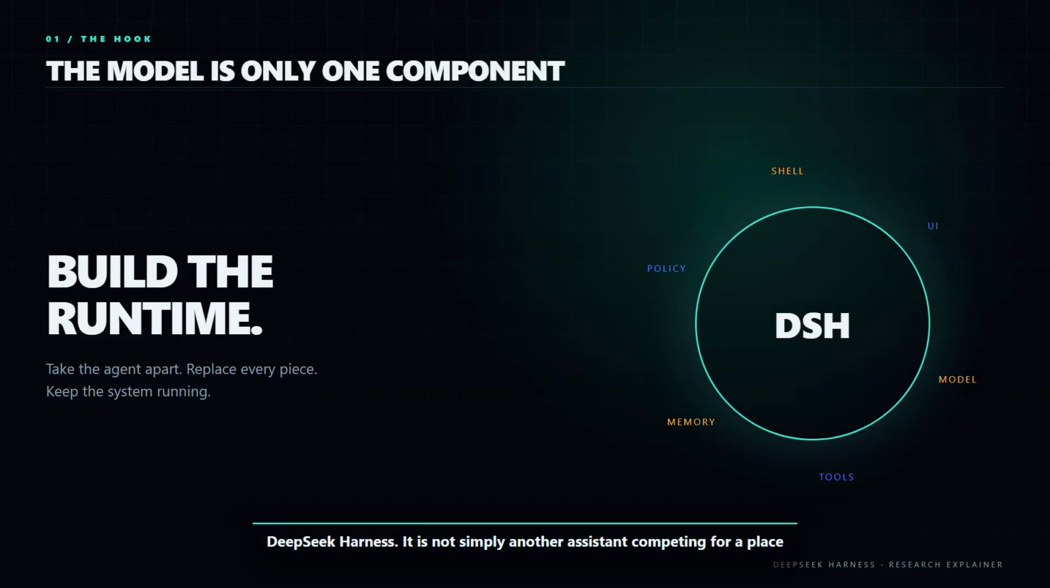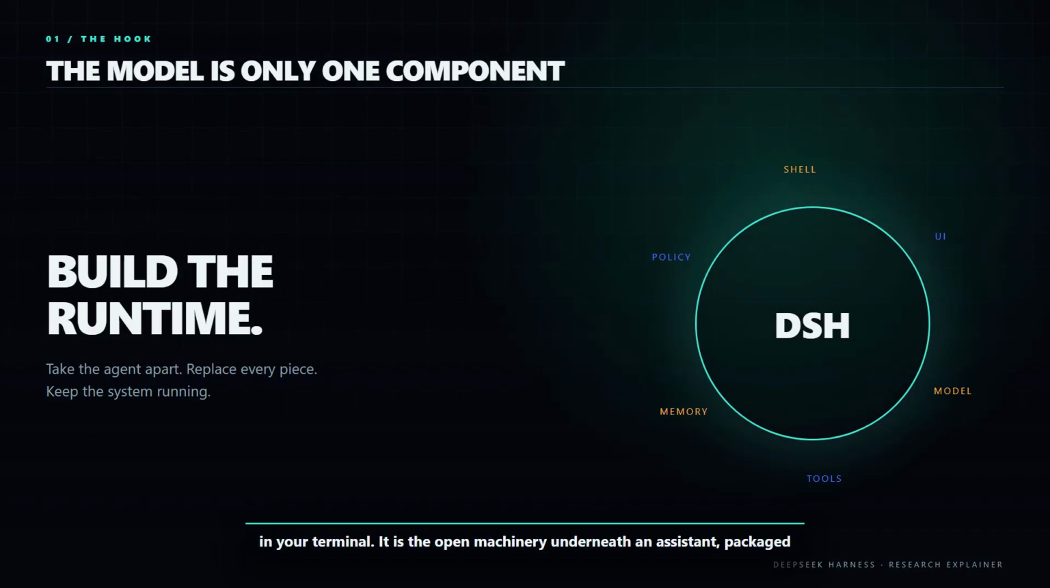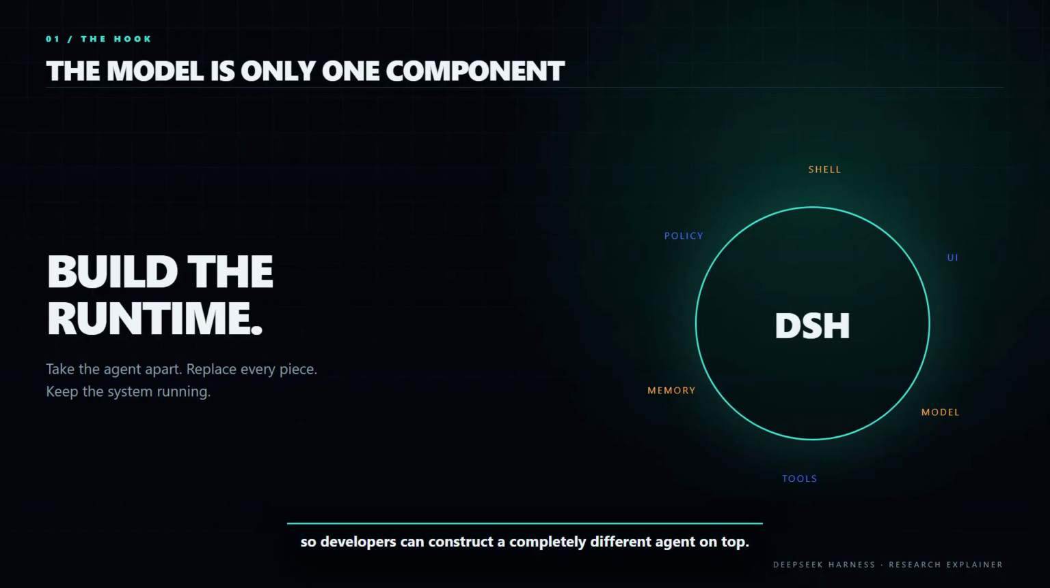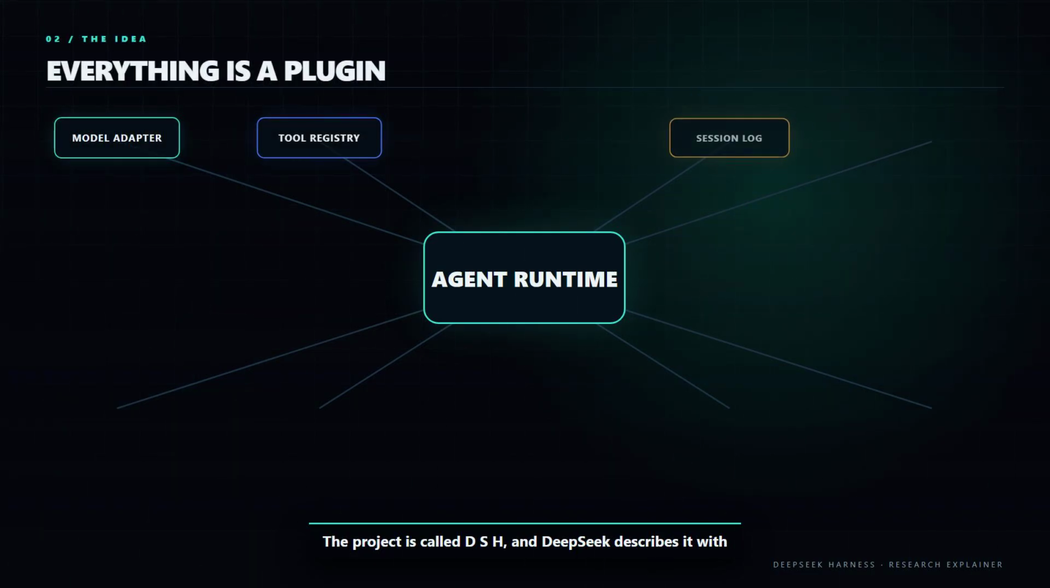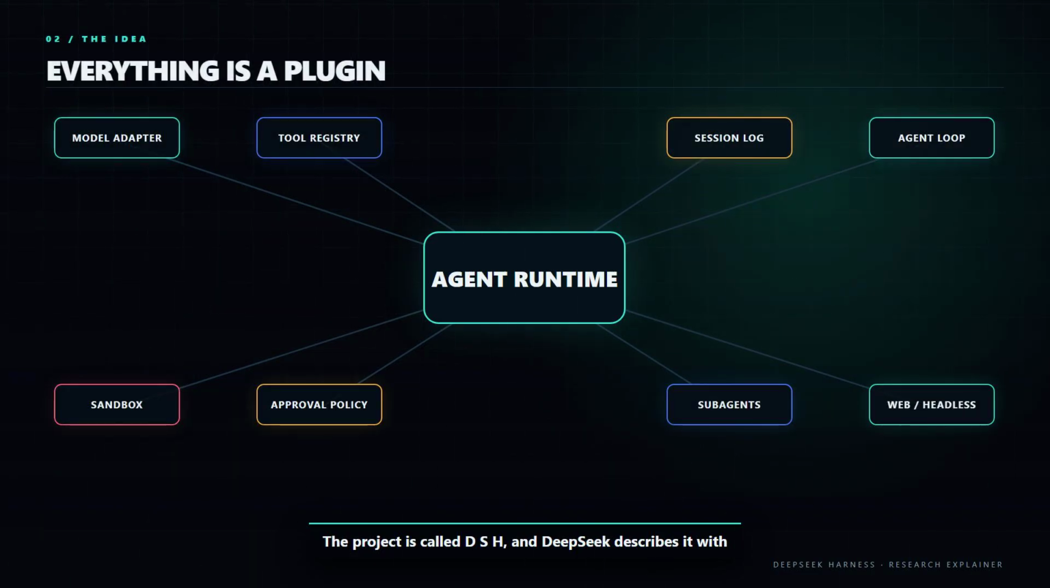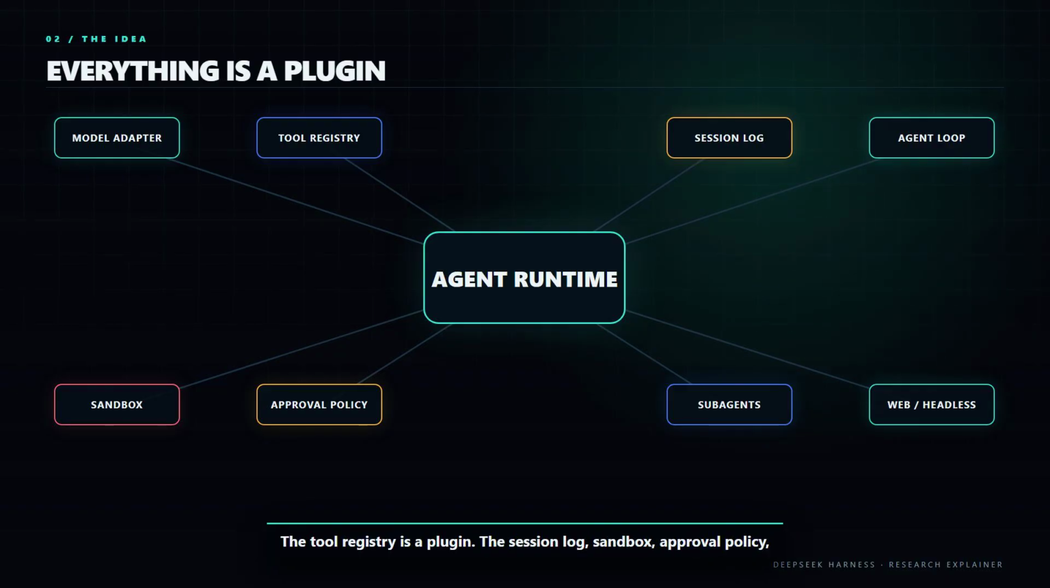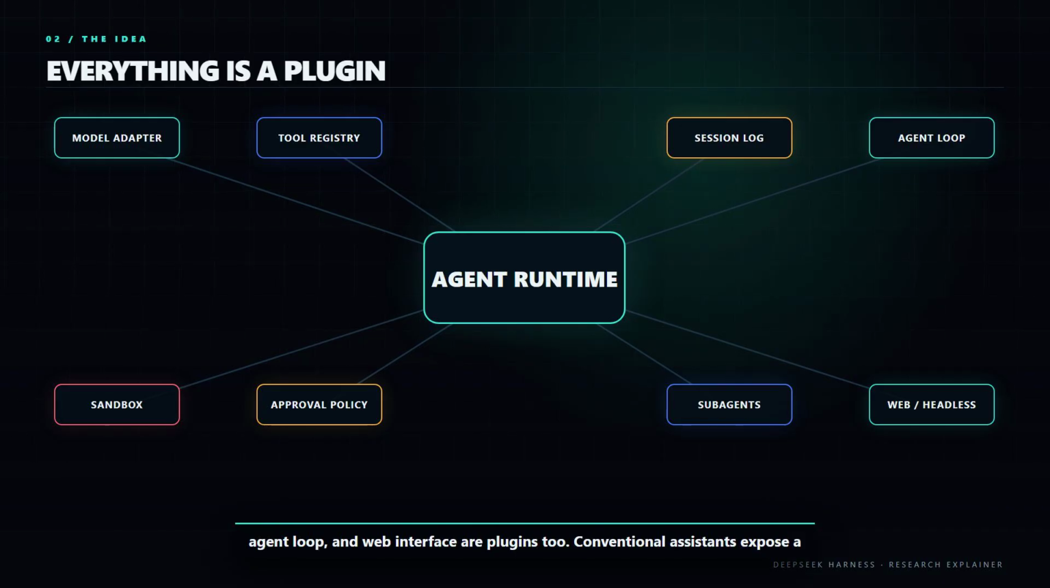It is not simply another assistant competing for a place in your terminal. It is the open machinery underneath an assistant, packaged so developers can construct a completely different agent on top. The project is called DSH, and DeepSeek describes it with one line: everything is a plugin. The model adapter is a plugin. The tool registry is a plugin. The session log, sandbox, approval policy, agent loop, and web interface are plugins too.